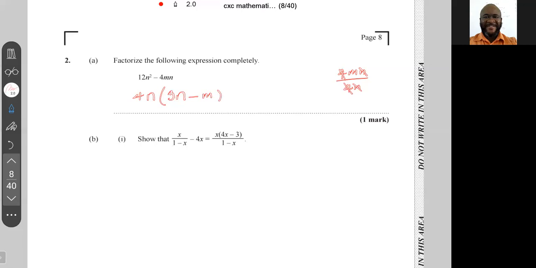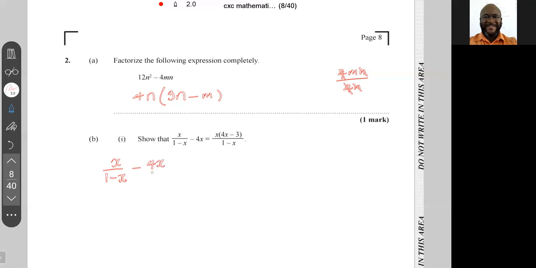Part B says, show that x over 1 minus x minus 4x is equal to that. So in other words, we need to take the left-hand side, and when we are finished, we should end up with the right-hand side. So on the left, we have x over 1 minus x minus 4x. That's what we have. All right, so that's the left-hand side.